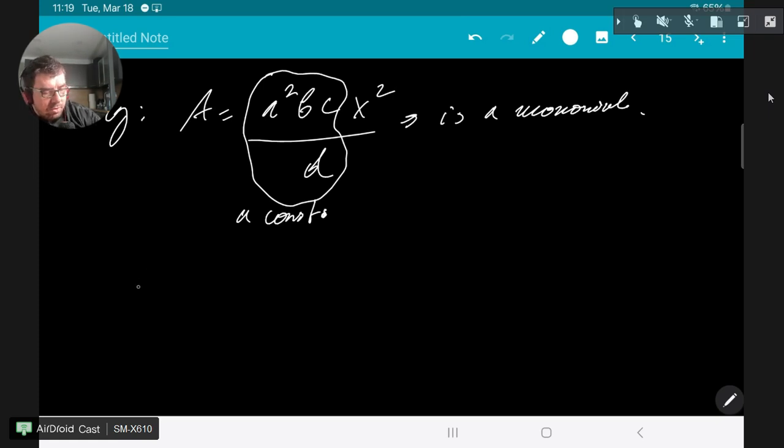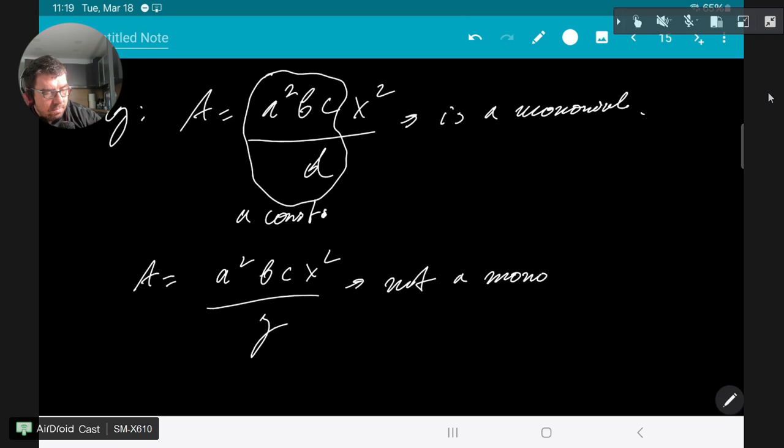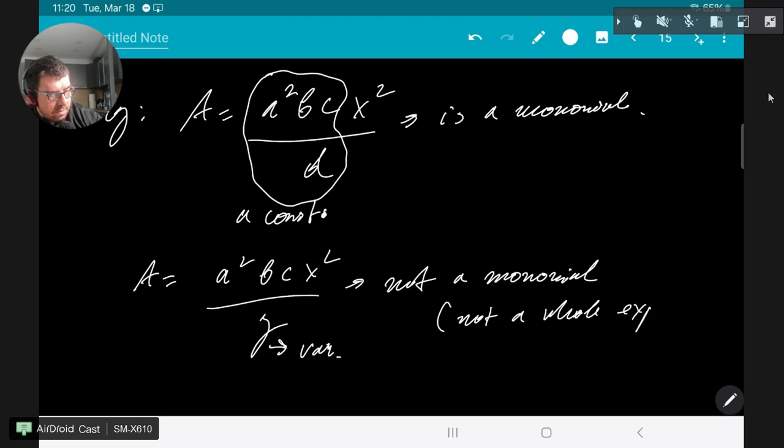So it is a monomial. If I have a squared bc x squared over y, it is not a monomial, because it's not a whole expression. This is a variable in the denominator. Not a monomial, not a whole expression.